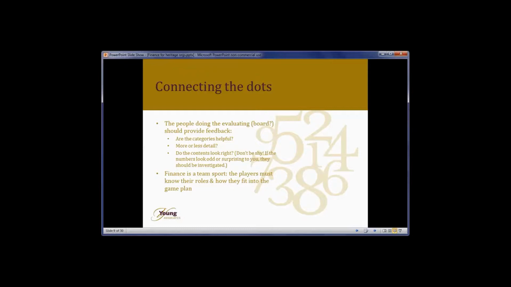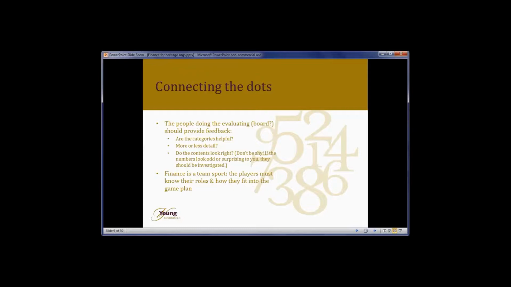Do you find the categories helpful? Have you got enough detail to actually be able to evaluate what's going on and be able to feel comfortable that you're assessing based on the best possible picture of the organization's activities? You also need to have a look at the contents.